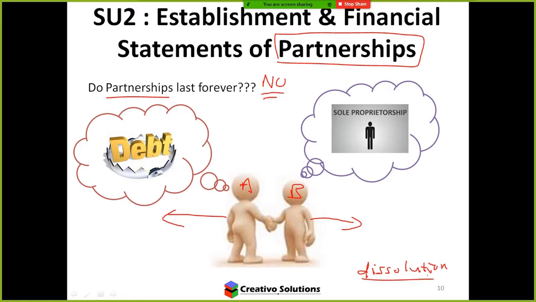In marriage they call it a divorce, right? In business they call it a dissolution. What is a dissolution? It's when those two parties split, and they basically stop or cease to exist. The business stops operating. So if A and B go their separate ways, the business literally needs to stop operating as well.